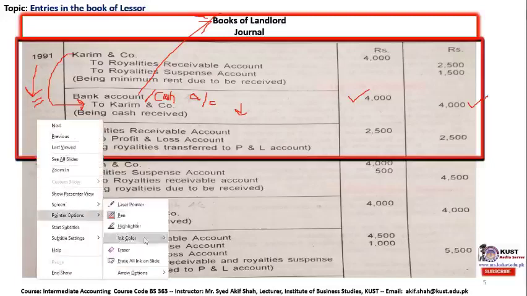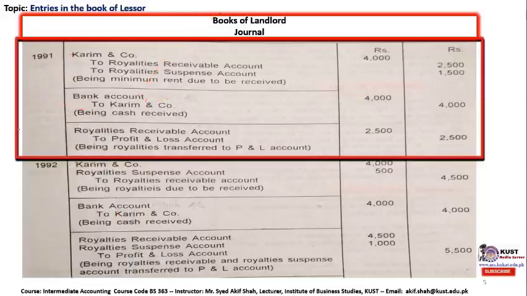Let's understand the third entry. The third entry is to transfer the royalty income into the profit and loss account. We have to mention the same 1991 year over here as well. The royalties receivable, or you can omit this as well. The royalty account, which was a nominal revenue account, has been transferred into the profit and loss account of the company.